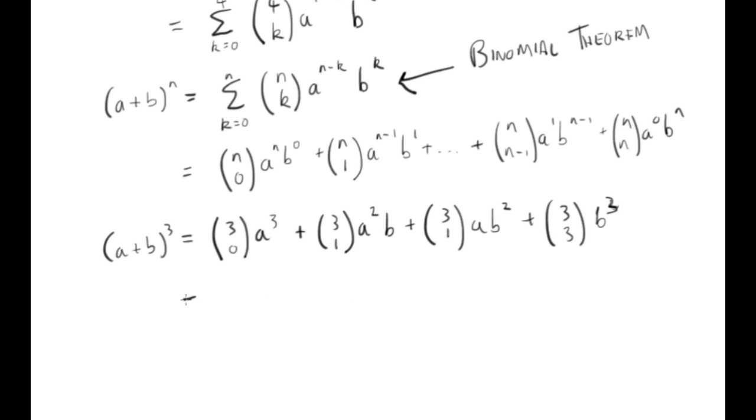Okay, so if we evaluate those binomial coefficients, we have 1a cubed plus 3a squared b plus 3ab squared plus b cubed. Okay, and that's the binomial theorem.